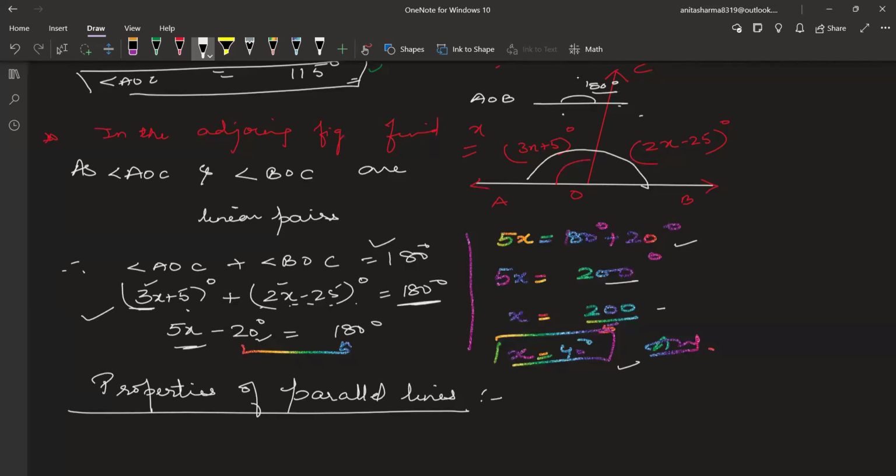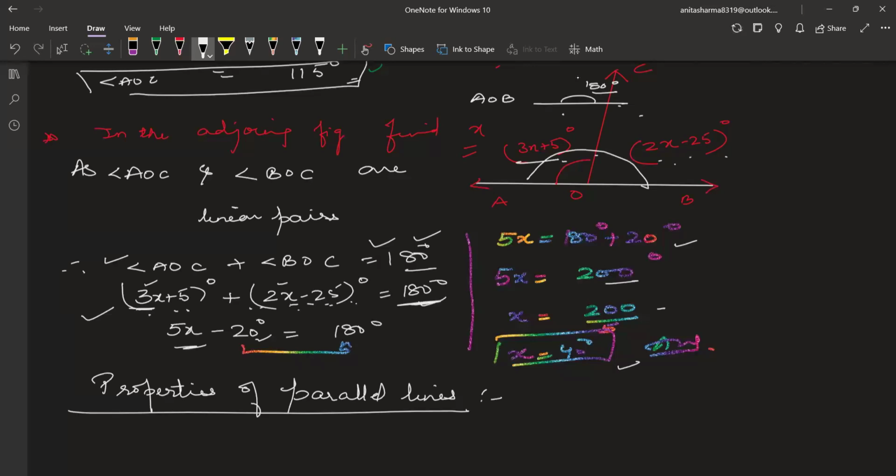So here on this straight line, two angles form. One is 3x plus 5 degrees and another is 2x minus 25. So it means the sum of these angles should be equal to 180, or not? Yes, ma'am. See, this thing I have written: angle AOC plus angle BOC is equal to 180 degrees, and 3x plus 5 degrees plus 2x minus 25 degrees is equal to 180. Clear?